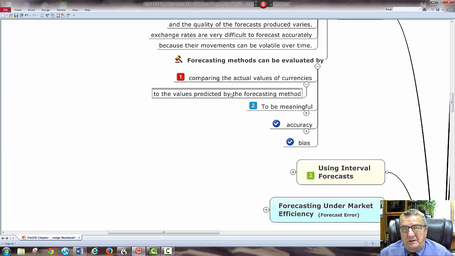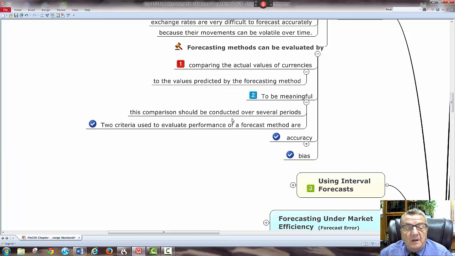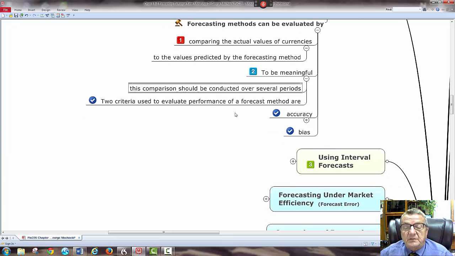Don't go too extreme unless you think something is really going to happen. To be meaningful, this comparison should be conducted over several periods.